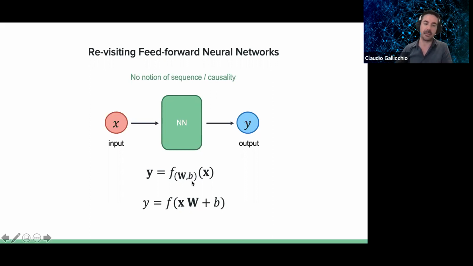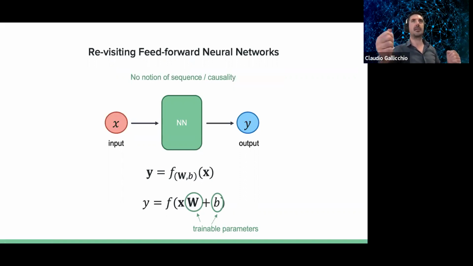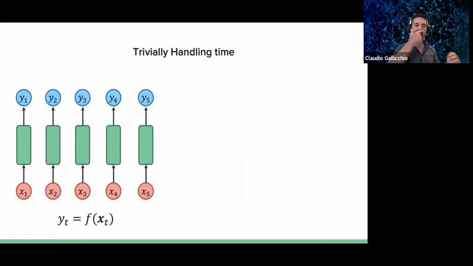And in practice, this typically takes the form of an affine transformation followed by a nonlinearity. So this is the affine transformation followed by the nonlinearity f. Okay, and this operation is parameterized by a number of tunable, free parameters that are adjusted using training algorithms typically based on stochastic gradient descent and backpropagation. Okay, so given this type of elementary machinery, how can we deal with temporal information?